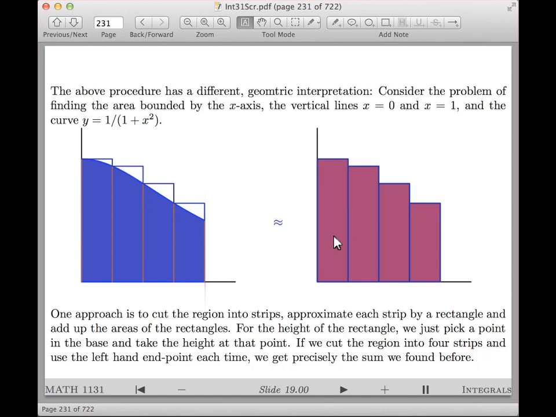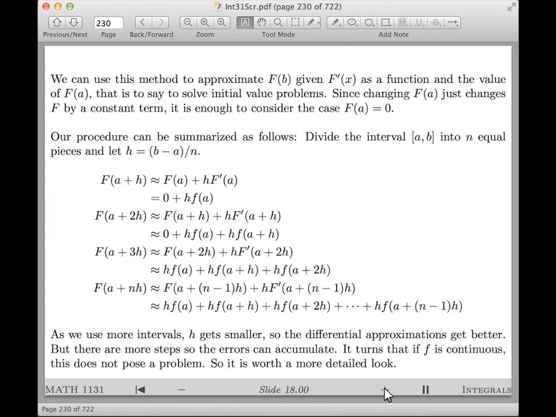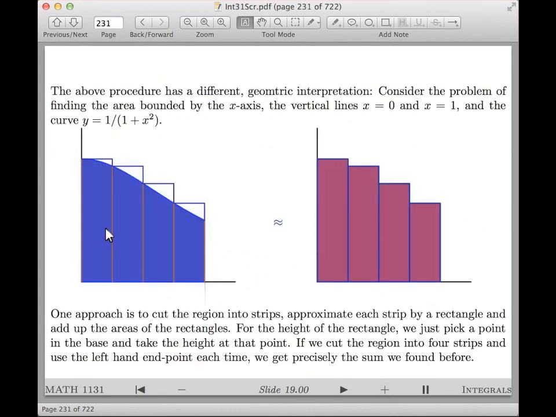So I find the areas of these rectangles, use them as my approximation for the strips, and take the total. This sum is of course precisely the sum we get here, because this is the area of the first strip, second strip, third strip, fourth strip. Now if you think about it as area rather than using differential approximations, it might be a better idea to use some point in the middle.